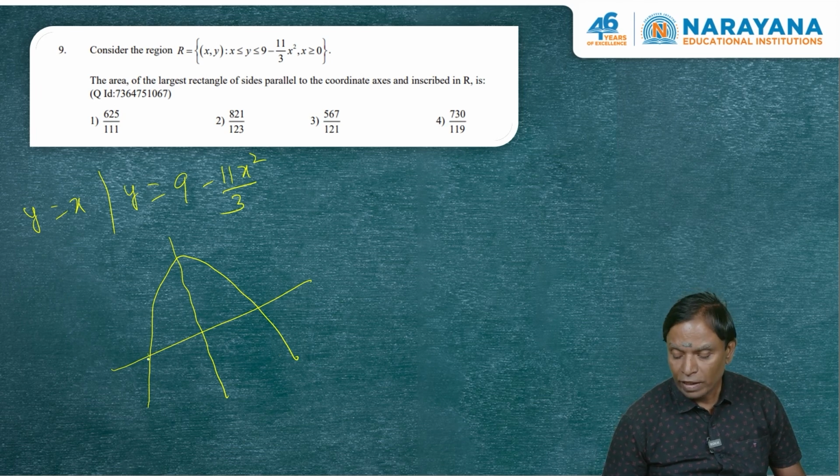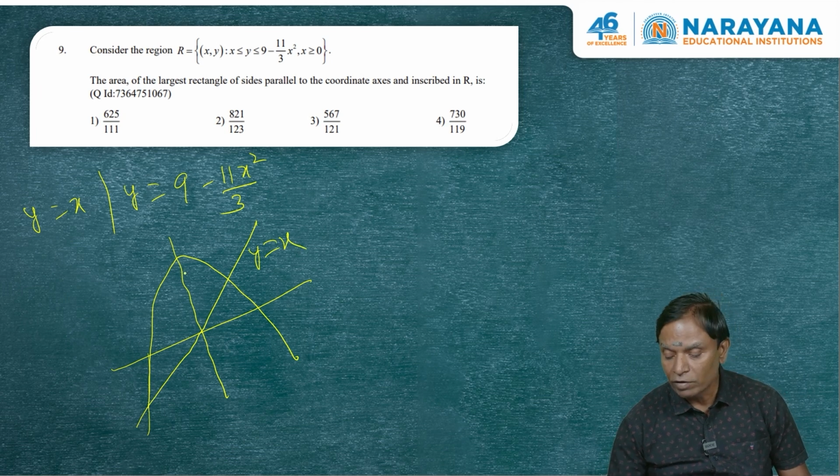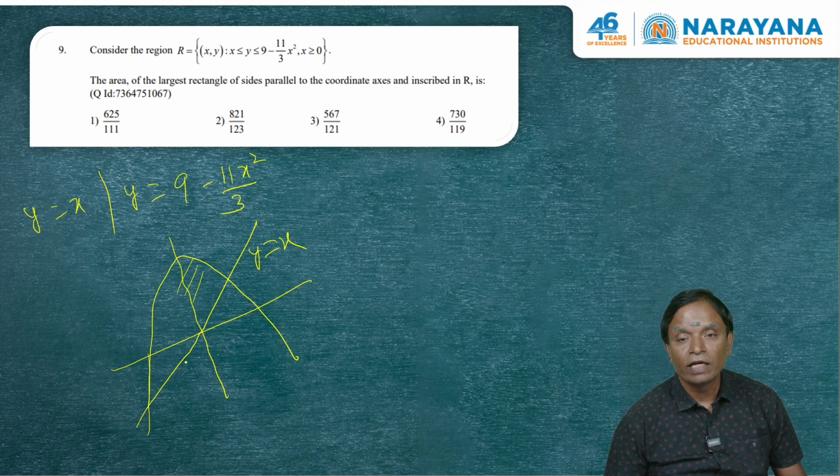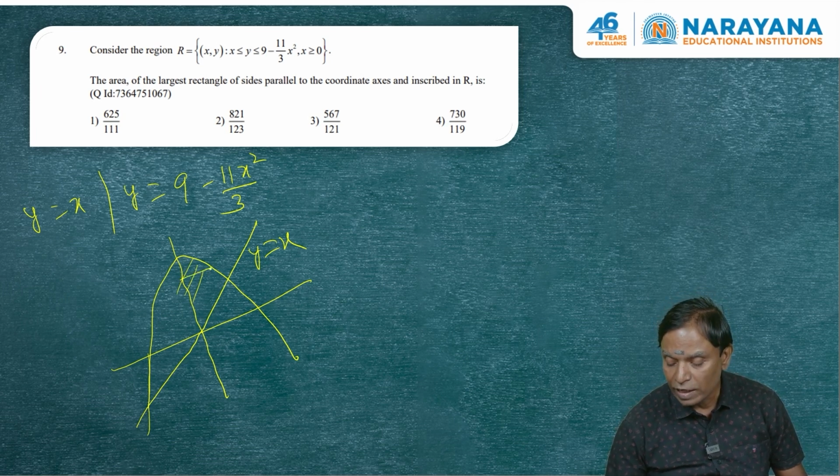And then y is equal to x. This is your y is equal to x. And you are given x is greater than or equal to 0, means he is talking about this region. Area of the largest rectangle of sides parallel to the coordinate axis. Now inscribe the rectangle in this region. You are asked to find the maximum area of this.